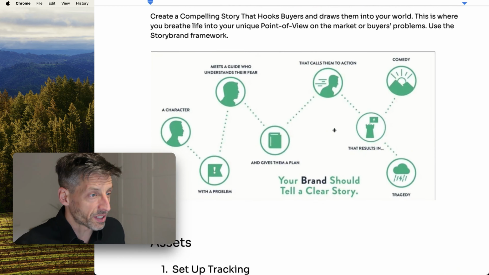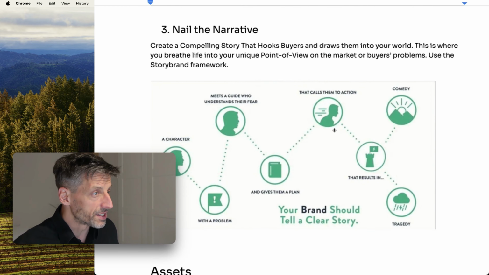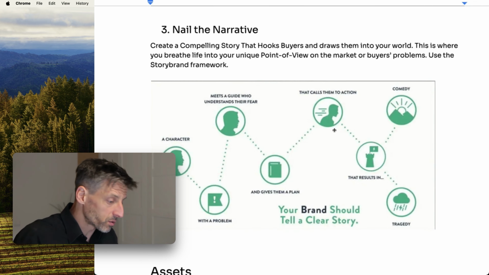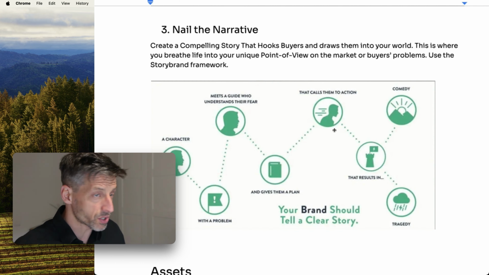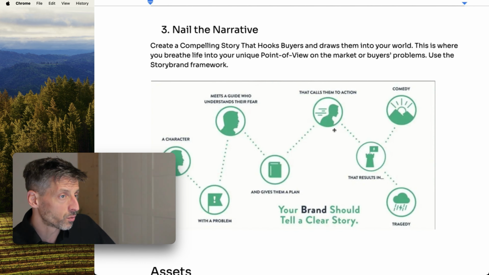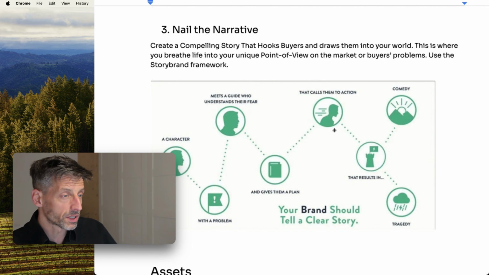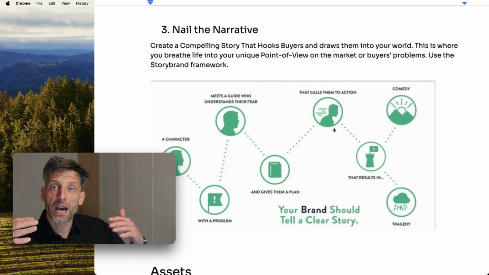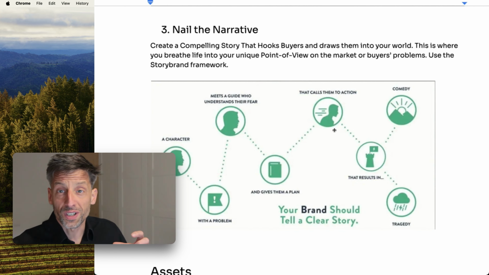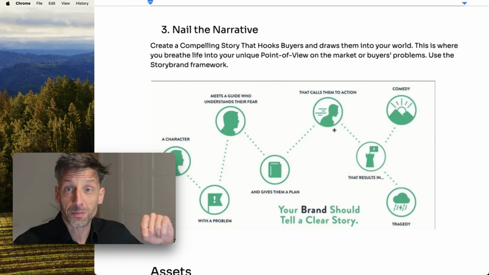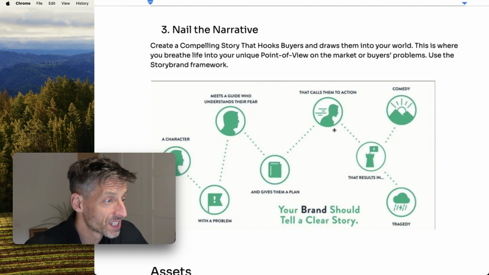Then you want to nail the narrative. I don't really want to get too far into this. What we use is we try to build up a story according to the StoryBrand structure and the StoryBrand framework. And the reason for that is that you want to stand out by building up and repeating a compelling narrative that just sucks the buyer straight into your story, so that they recognize themselves and they realize that, whoa, these people really understand my problems.